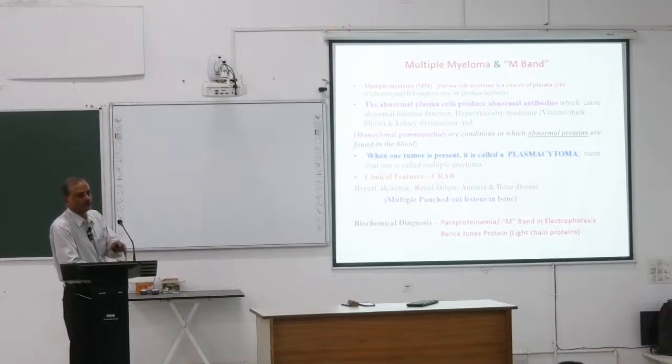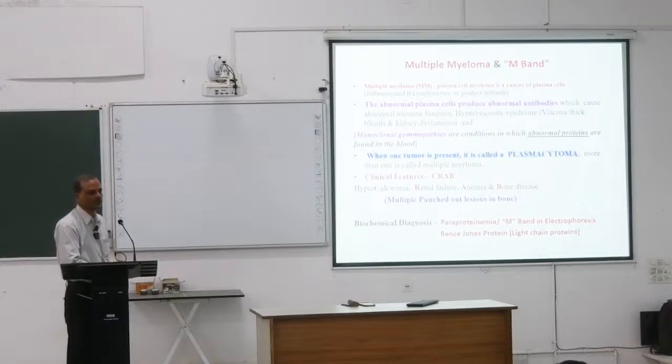And in the question also, I have seen that they ask you to write down the clinical features. So remember CRAB, that will be the mnemonic. There is hypercalcemia, renal failure, anemia, and bone disease. And there will be multiple punched out lesions. Once you see the X-ray picture, you will be able to diagnose primarily that this is a case of multiple myeloma until proved otherwise. I repeat, until proved otherwise.